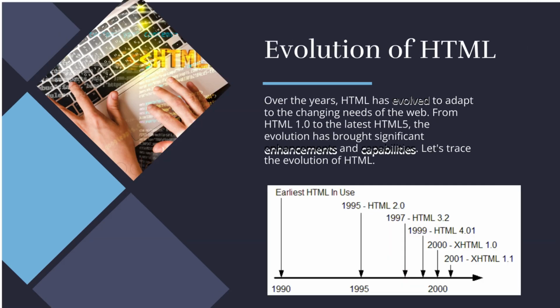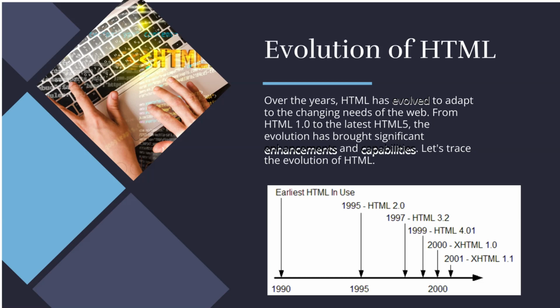HTML, or Hypertext Markup Language, has evolved significantly since its inception in 1990. The language has undergone several iterations, each introducing new features, improving compatibility, and addressing the changing needs of web developers and users. HTML 1.0, 1993. The first version of HTML was developed by Tim Berners-Lee and introduced basic elements like headings, paragraphs, lists, and links.